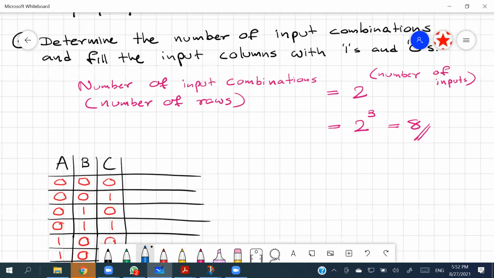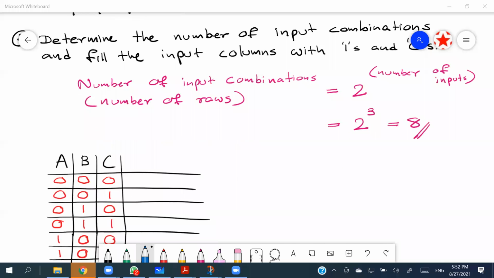We can figure out the number of combinations from the equation that we discussed. The number of input combinations, or in other words the number of rows, is equal to 2 to the power number of inputs. In this case, we have 3 inputs, which are A, B, and C. So according to that, we need to draw 8 input combinations for the truth table.